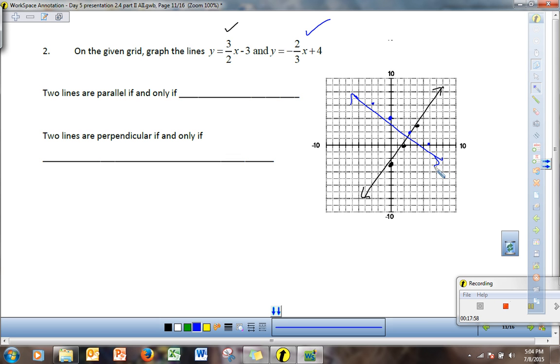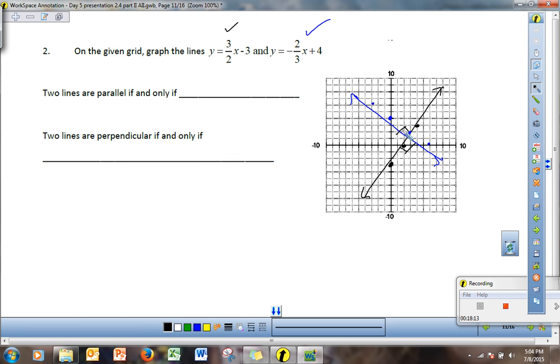What I get here is two lines that are intersecting, but they intersect in a special way. They intersect right here at a right angle. They intersect right there at a right angle. From your Mr. Dreher days, vertical angles are congruent, so both of these are 90 degrees.